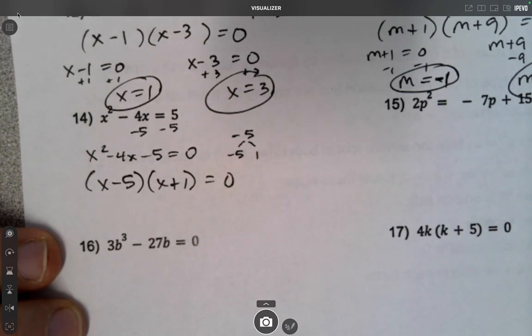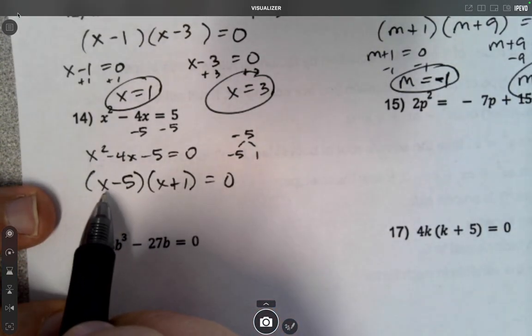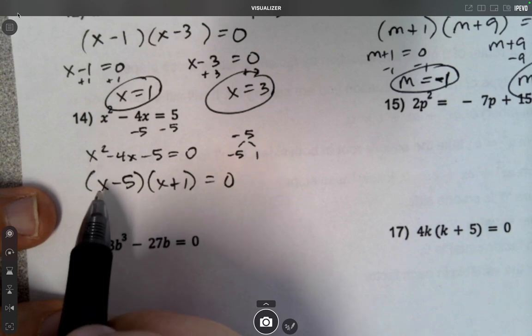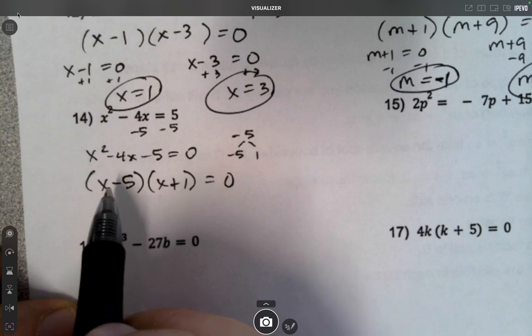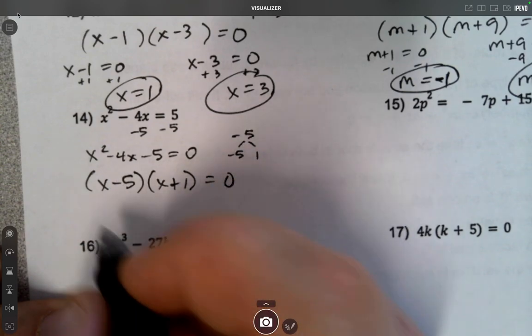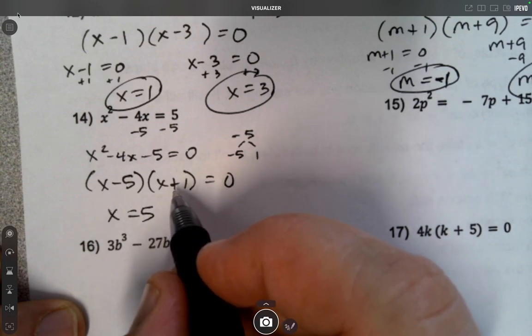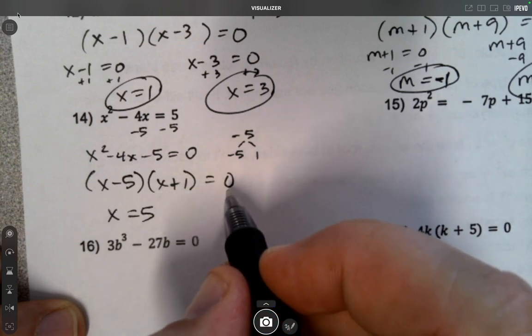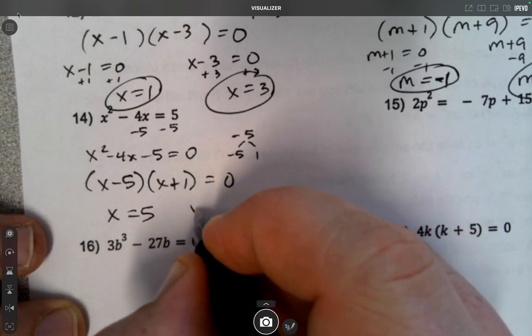Now I know this is early, but I would encourage you to see that it's not that hard most of the time to just right here say, okay, if I set this equal to 0, what number, if I plug it in for x, will make this equal 0? In other words, what minus 5 equals 0? 5. Same idea here. What can we plug in for x to make this equal 0? What number plus 1 equals 0? That would be negative 1.